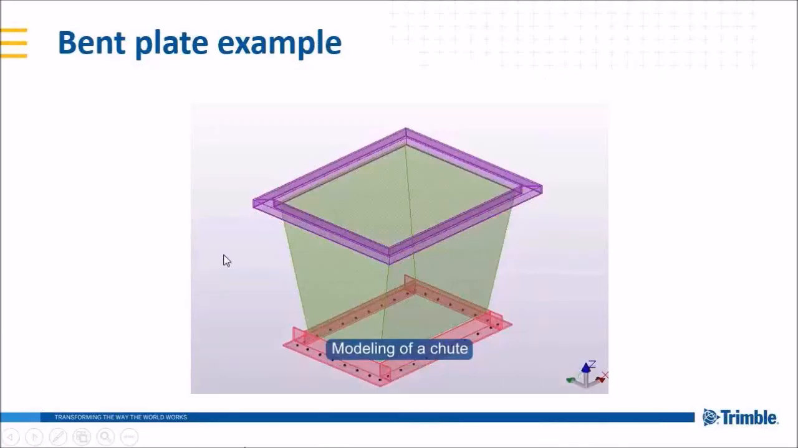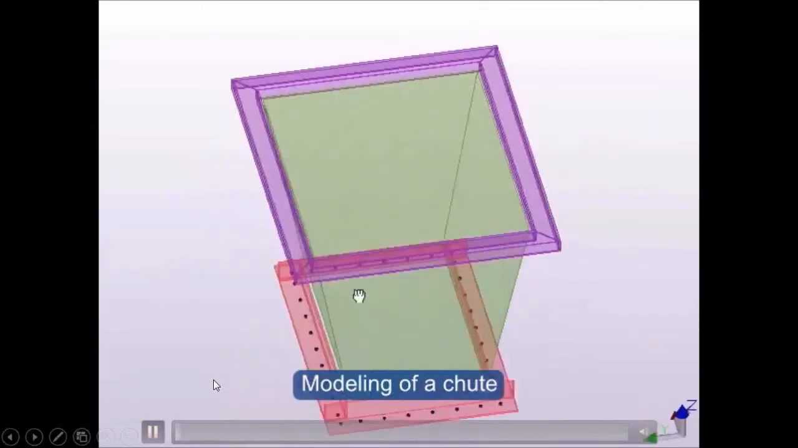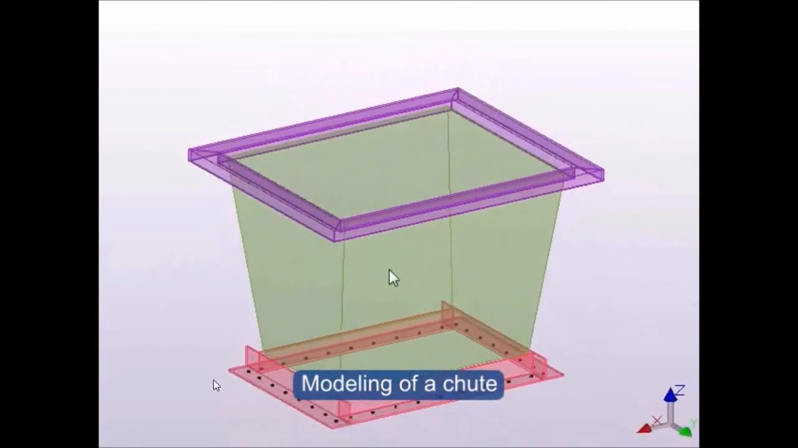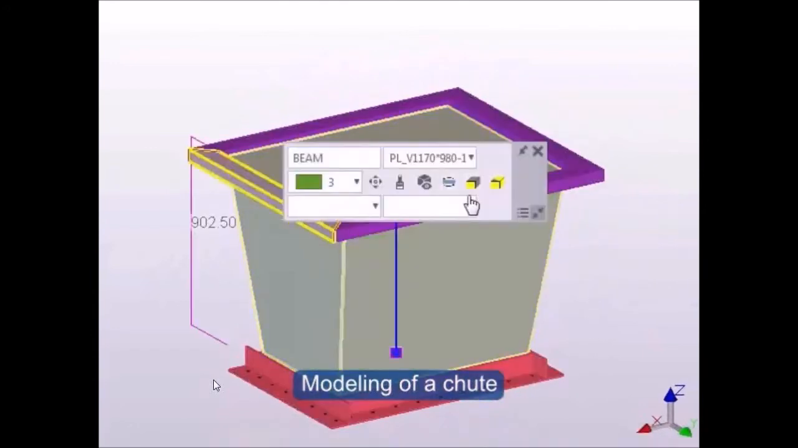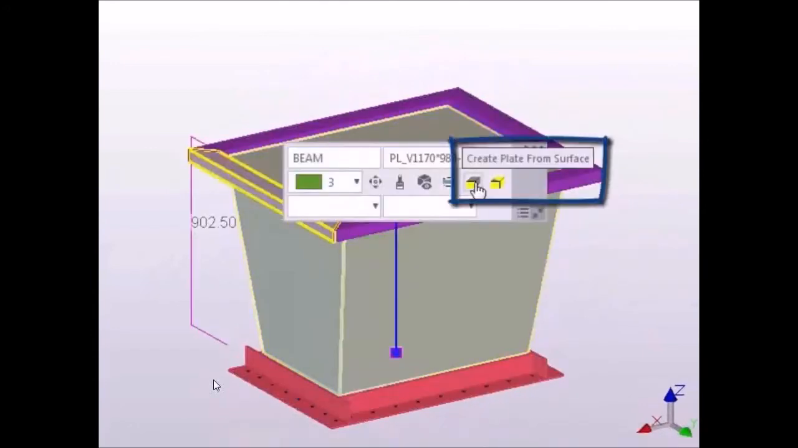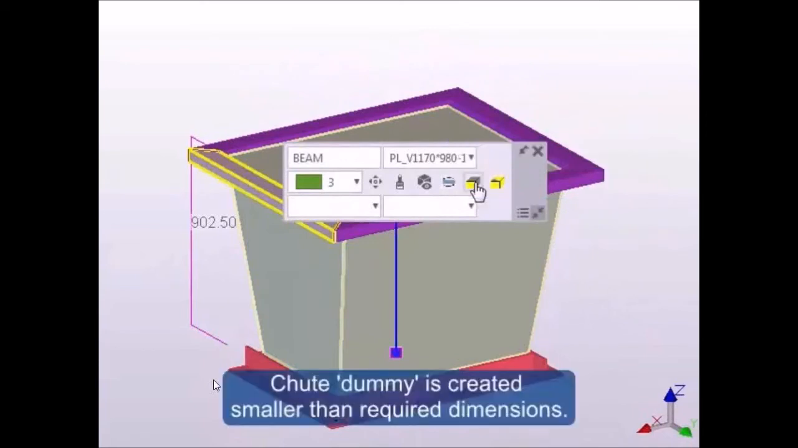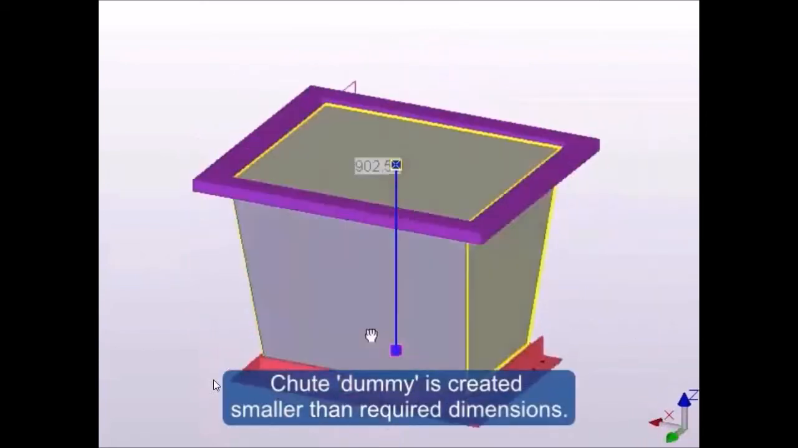Okay, so let's watch another example here. This one has been sped up in order to save time, but we'll show how the bent plate commands can be used to model a chute. And one really easy way to do this is to model in a tapered profile which represents the internal volume of the chute that you're going to model.